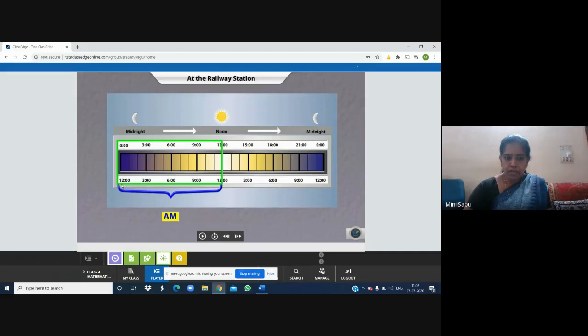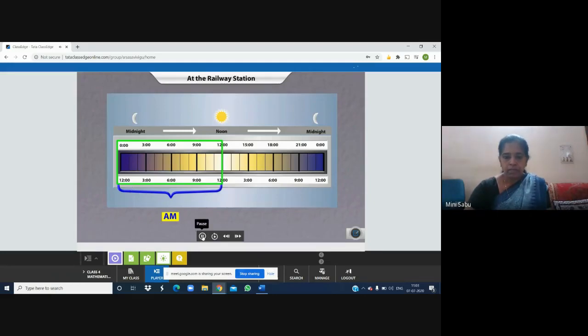And when you denote these timings, if the hour part is a 1-digit number, you have to add a 0. Otherwise, you will write it as it is when we convert it into 24 hours time. Okay, children, let us continue.